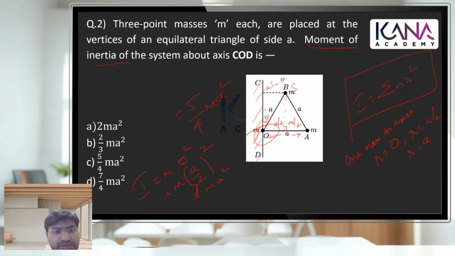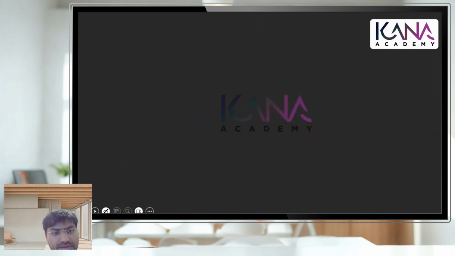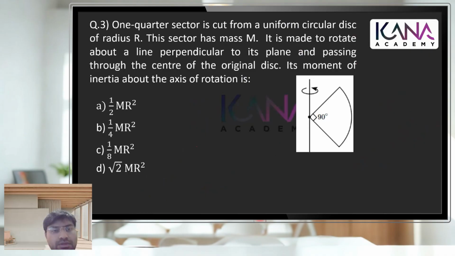Next question. A 1/4 sector is cut from a uniform circular disc of radius R. There is a 1/4 sector cut from a uniform disk of radius R, and this sector has a mass of M, and we need to find the I about the axis through the center of the original disk perpendicular to the plane.